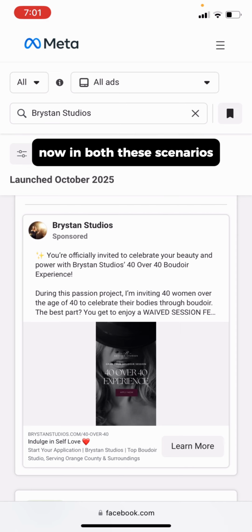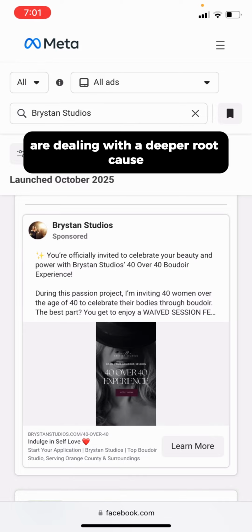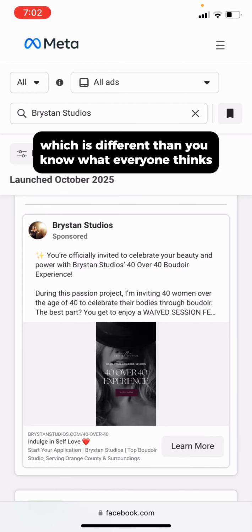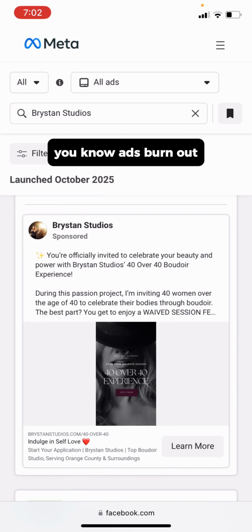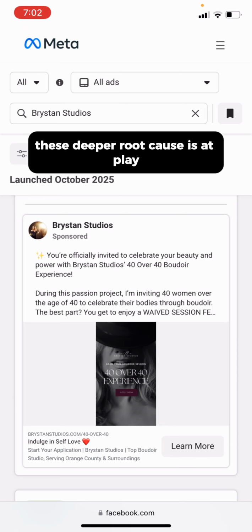Now, in both these scenarios, both these boudoir photographers are dealing with a deeper root cause than simply refreshing creative. It's a deeper root cause that causes ads to burn out, which is different from what everyone thinks. Ads burning out and needing refreshed creative is not normal. It's these mistakes, this deeper root cause, at play. And the deeper root cause is this.